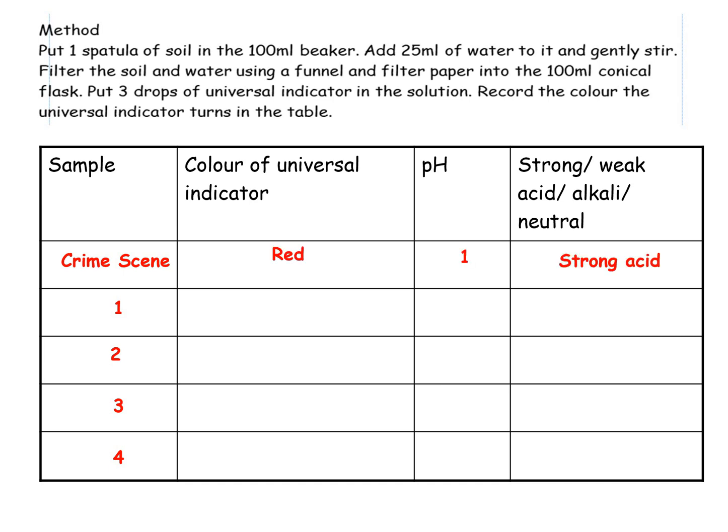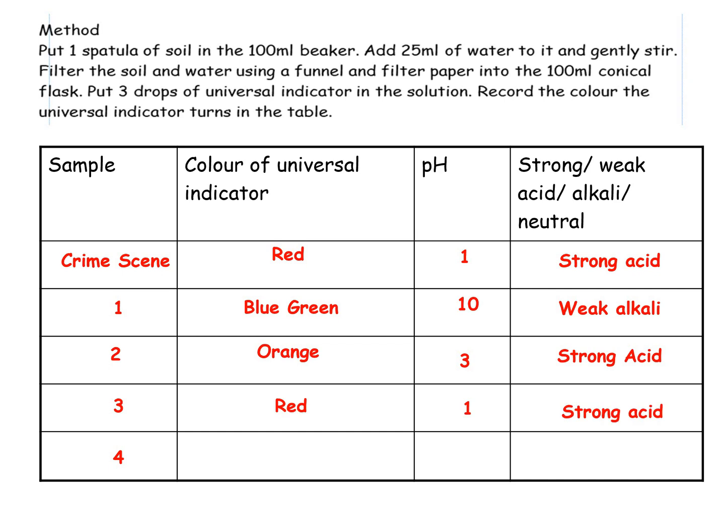Okay, so the crime scene turned the universal indicator red, giving it a pH of 1, making it a strong acid. Sample 1 went blue-green, making it a pH of 10 and a weak alkali. Suspect 2 sample went orange, giving it a pH of 3, making it also a strong acid. Sample 3 went red, giving it a pH of 1, making it a strong acid. And sample 4 went green, giving it a pH of 7, making it neutral.